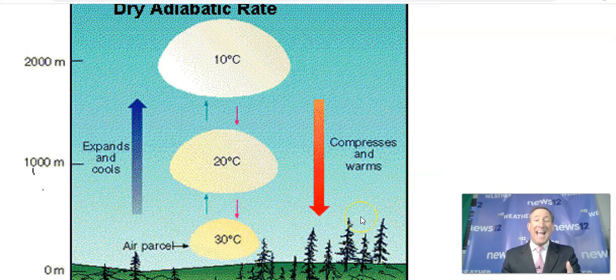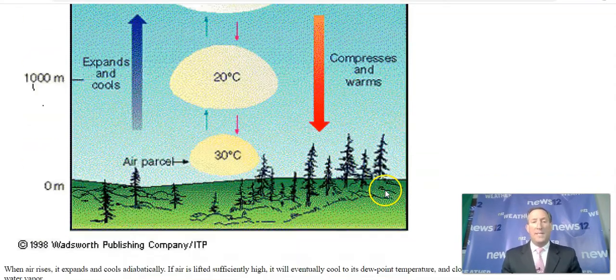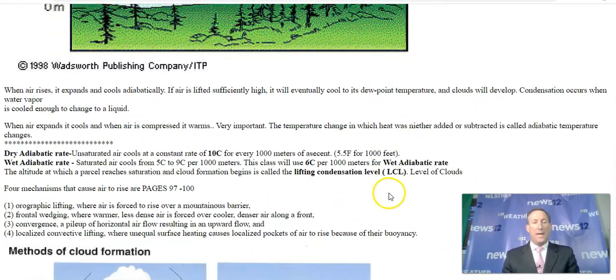But when the air is saturated or wet, this rate of cooling changes. That would be 6 degrees Celsius per 1,000 meters as it goes up. And as it comes down, it warms at 6 degrees Celsius until it gets to its lifting condensation level, and then it warms at 10 degrees Celsius per 1,000 meters.